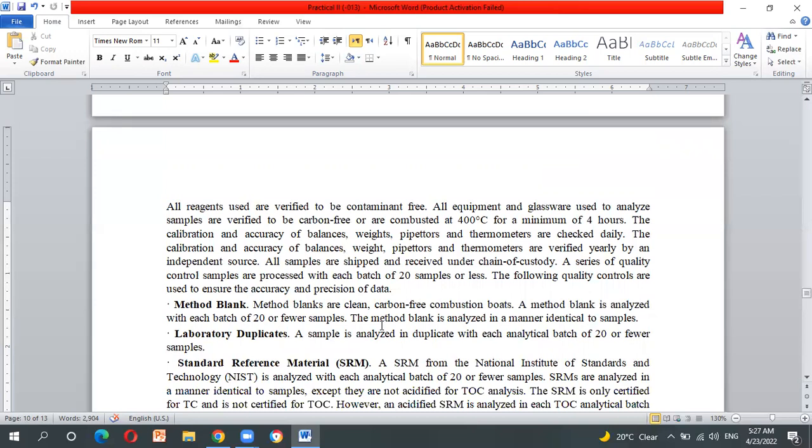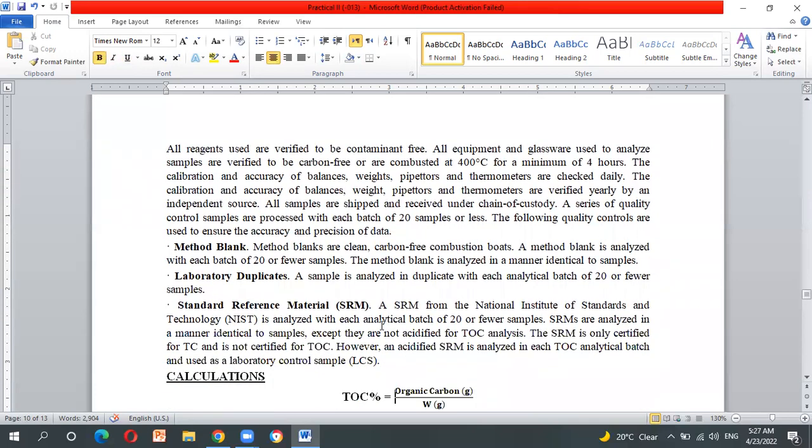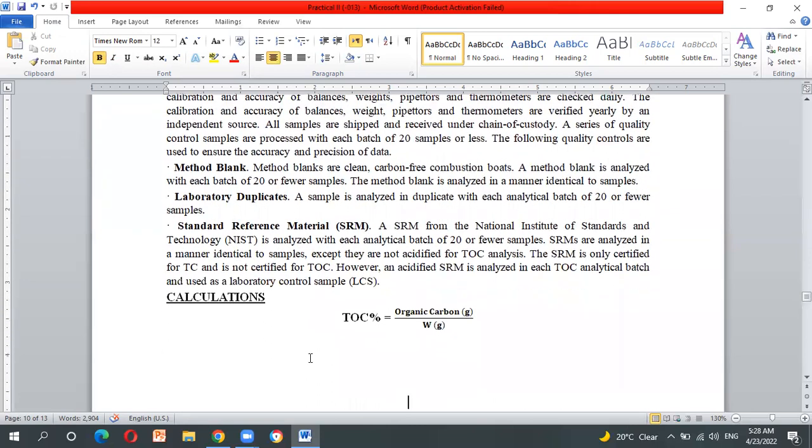A sample is analyzed in duplicate with each analytical batch of 20 or fewer samples. Standard reference material. A standard reference material from the National Institute of Standards and Technology is analyzed with each analytical batch of 20 or fewer samples. Standard reference materials are analyzed in a manner identical to samples, except that they are not certified for TOC analysis. However, an SRM is analyzed in each TOC analytical batch and is used as a laboratory control sample. And total organic carbon percent is measured by organic carbon over weight.